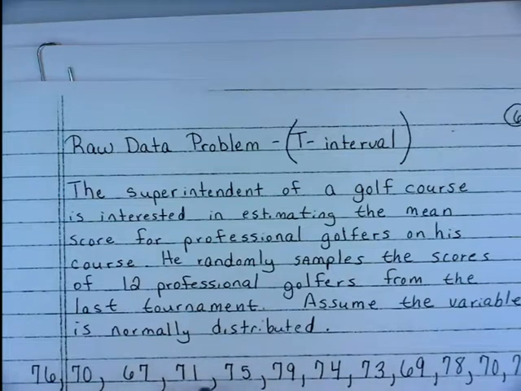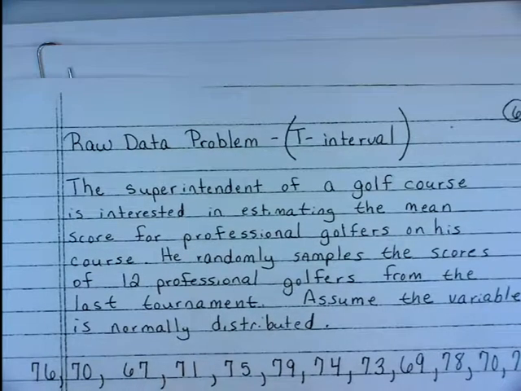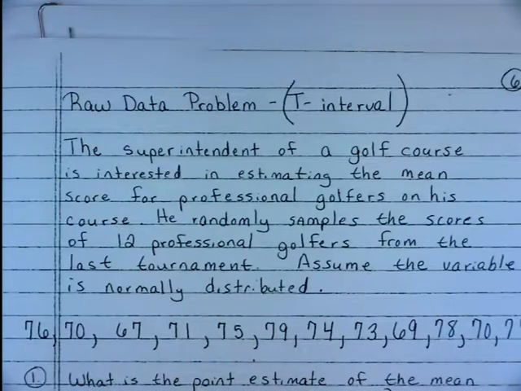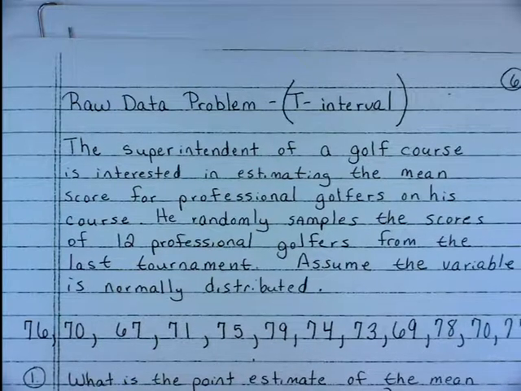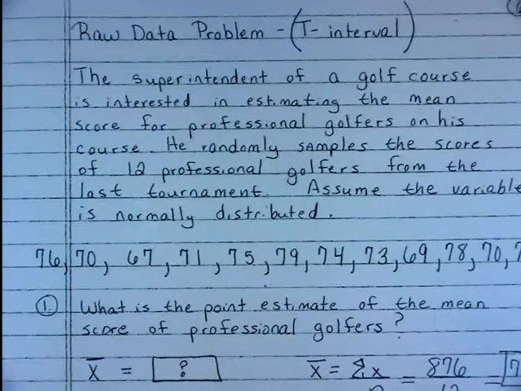1, 2, 3, 4, 5, 6, 7, 8, 9, 10, 11, 12. 12 golfers. And here are the scores of those golfers. First question is, what is the point estimate of the mean score of professional golfers? And I want to show you how I received that by hand and also with the calculator. By hand, you would need to make an X column. If you notice question number 2, what is the sample standard deviation, and round that to 3 decimal places.